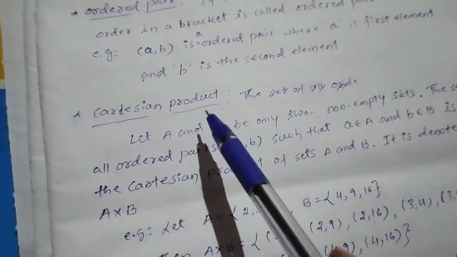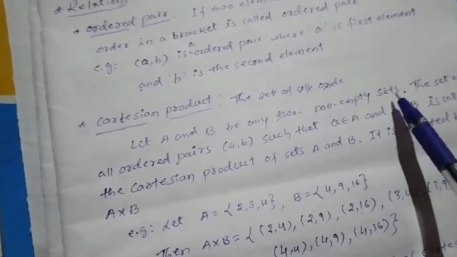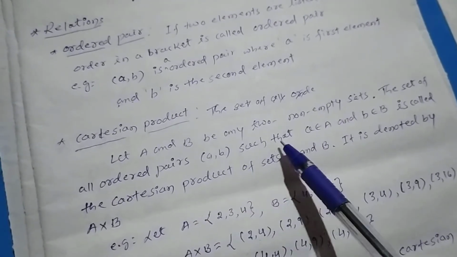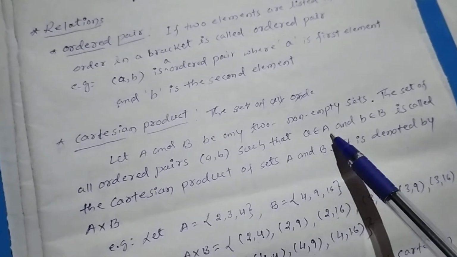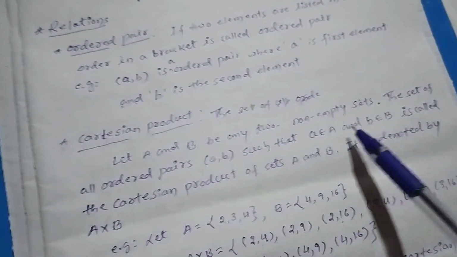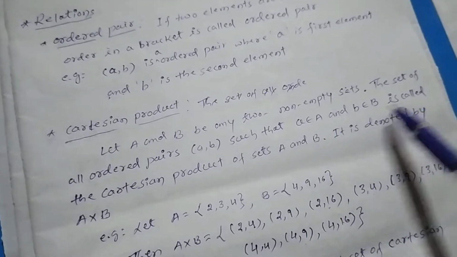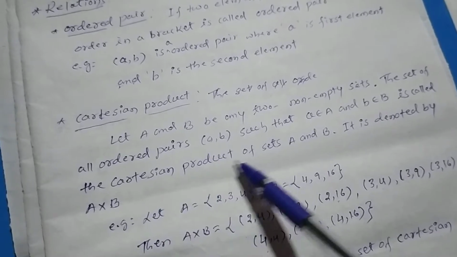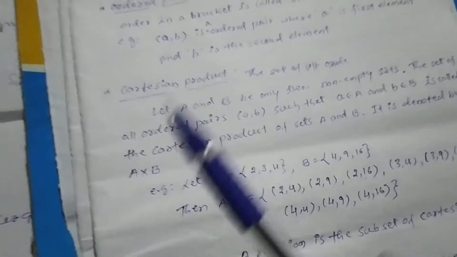Now Cartesian product. Let A and B be any two non-empty sets. The set of all ordered pairs (a, b) such that a belongs to A and b belongs to B, here the first element belongs to set A and the second element belongs to set B, when A and B are non-empty sets, is called the Cartesian product of sets A and B. It is denoted by A cross B.